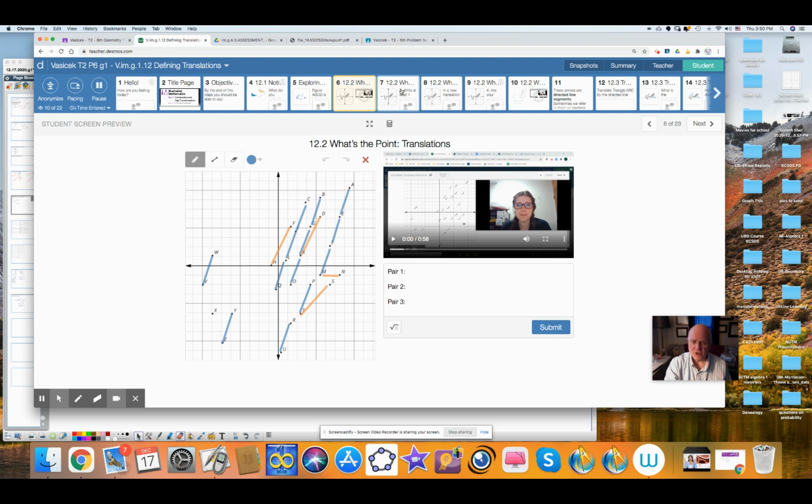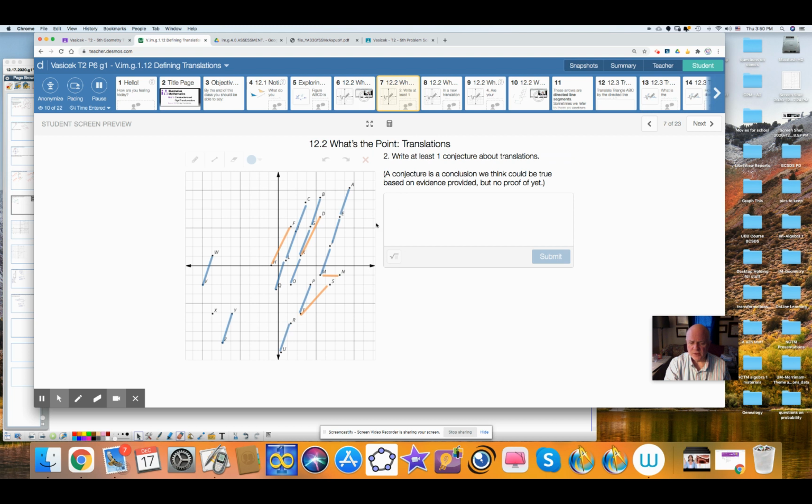When we make a conjecture about this, we could say, well, what do we think? Maybe it has to go in the same direction. Maybe it has to go in the same length. I conjecture that they're all going to have the same length. They're all going to go in the same direction. This is not going in the same direction, and it's not the same length. It's a little bit longer than this segment. Maybe you say something about these lines, how they're all parallel to this one. That could be a conjecture.